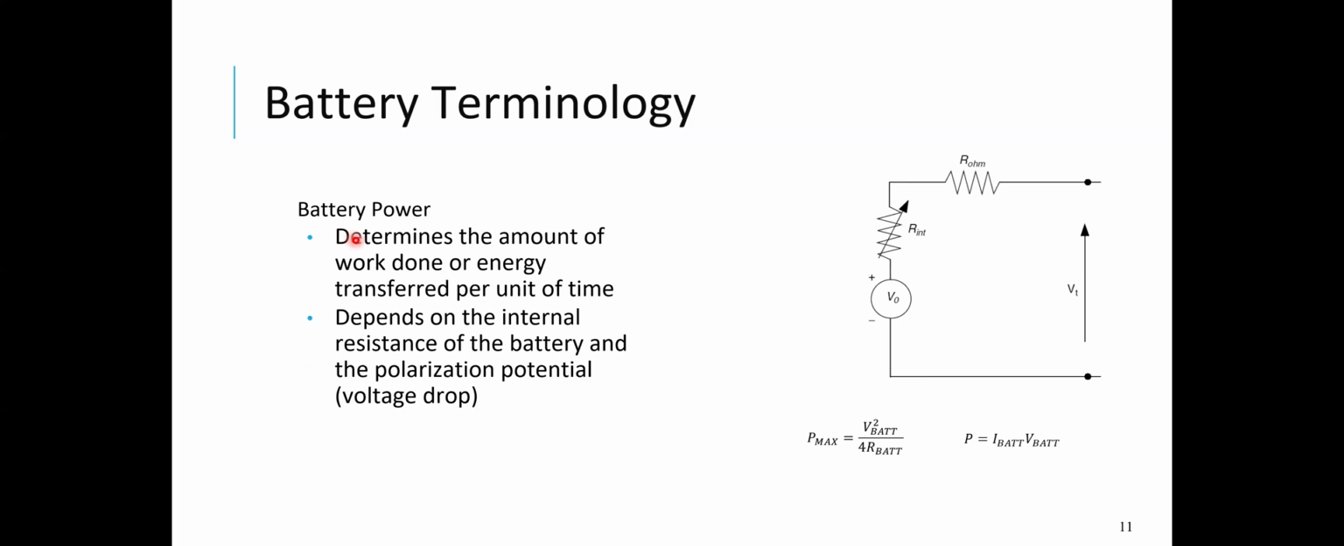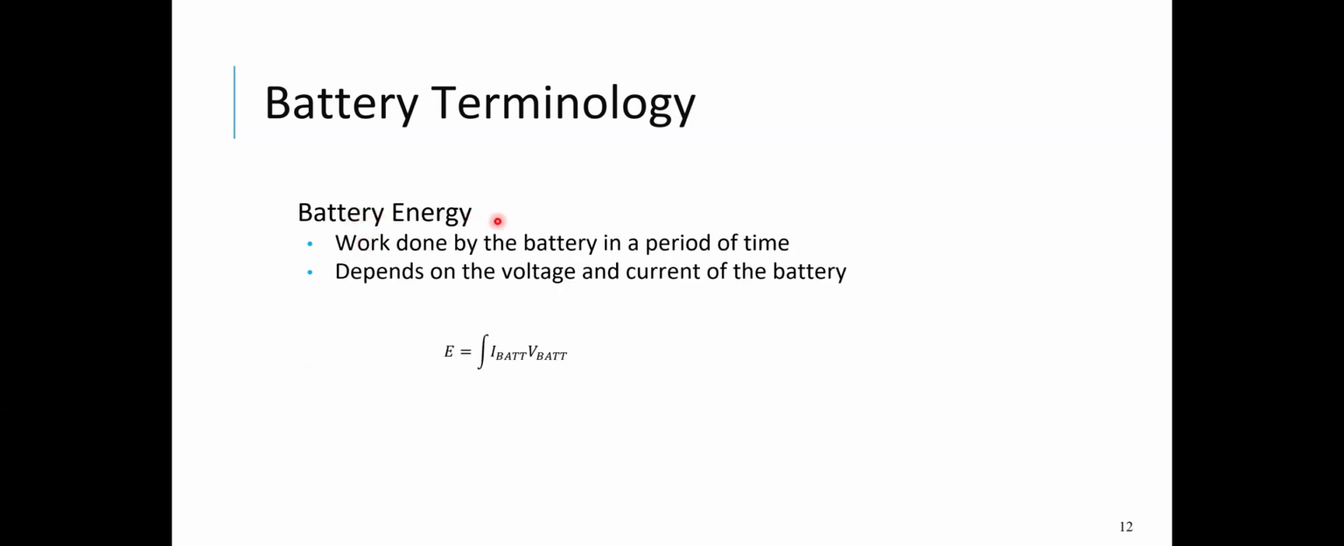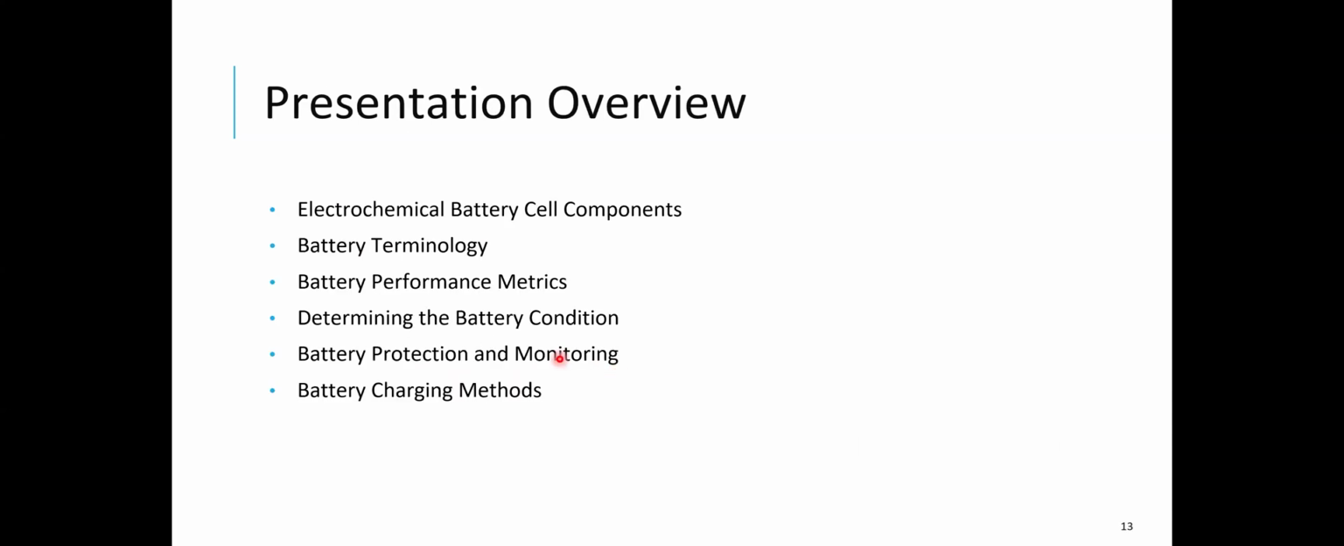All right, so that's battery power. Can also talk about battery energy, and that's the work done by the battery over a period of time. So that's the integral of the battery voltage multiplied by the battery current. All right, that's some basic terminology. We went through that. Now we want to talk about battery performance metrics.